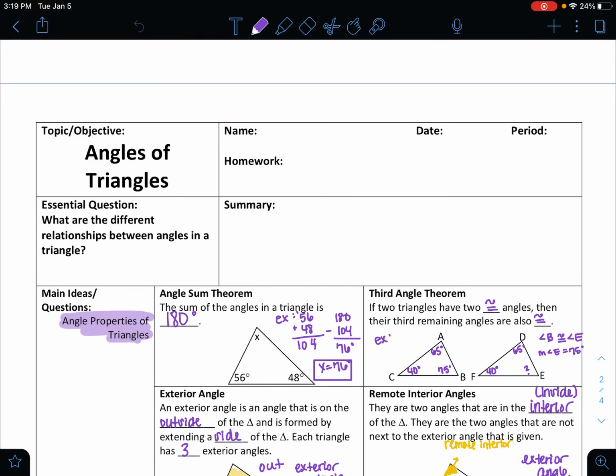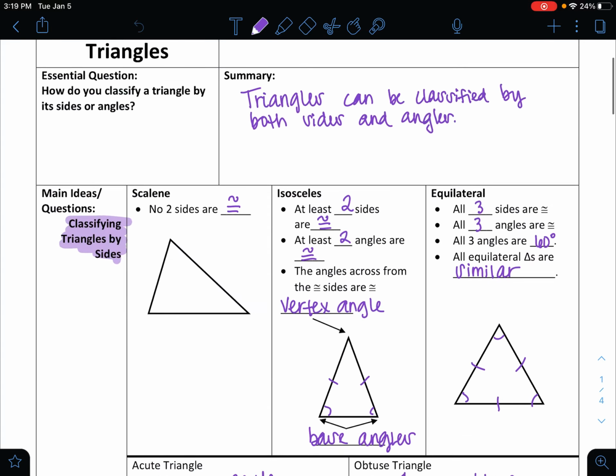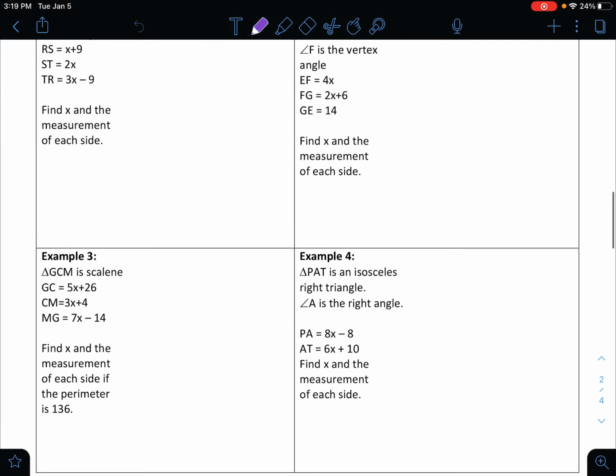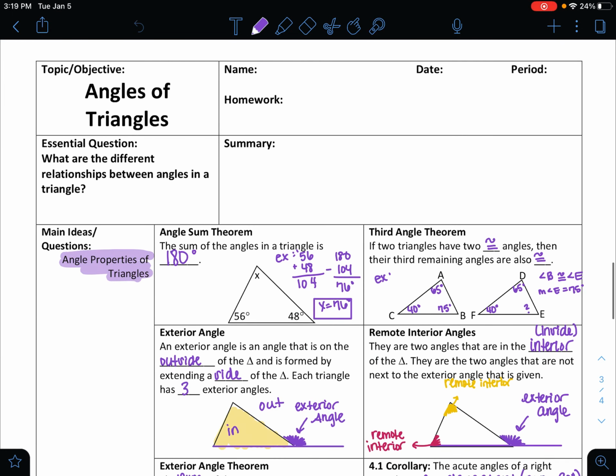Okay, so now we are on the next part of our triangle sides and angles notes. Again, all these notes are together in one document, just to remind you of that. The second section here, we're just talking about the angles of triangles.